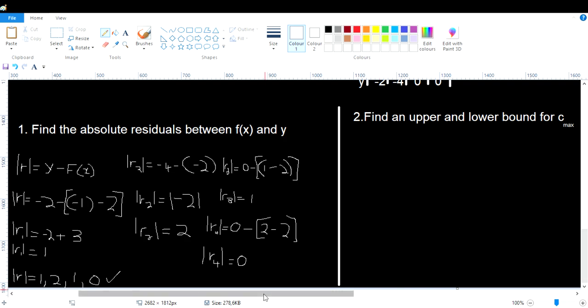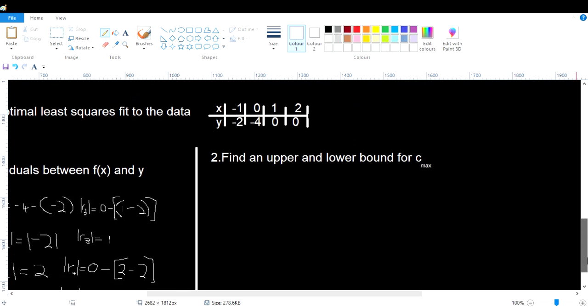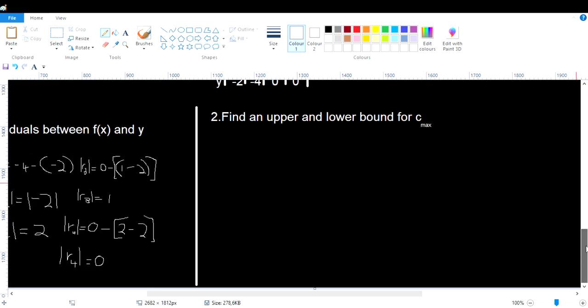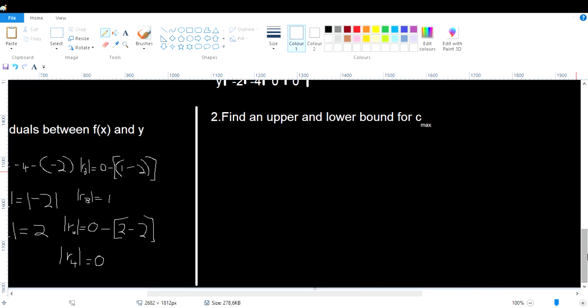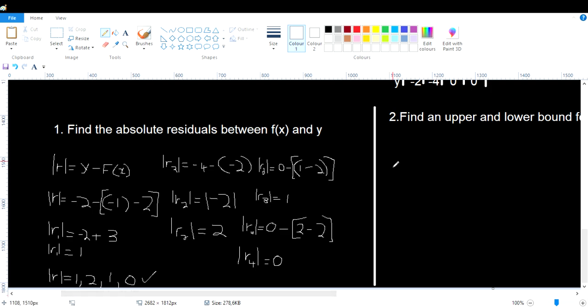Okay, let's continue. Here's this last question. Find an upper and lower bound for C maximum. Here we're going to put something like a restriction, something like a domain or a range. So here we have our residuals, and we're going to use our residuals to answer these questions.